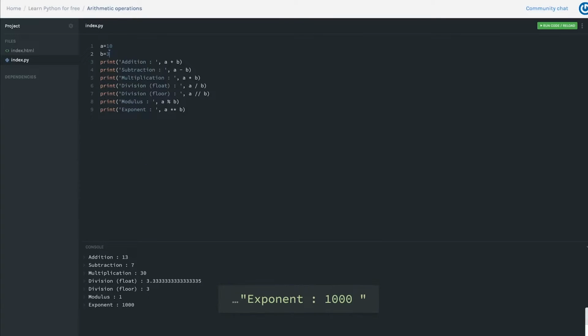So now the addition is 13, subtraction is 7, multiplication is 30, the division is 3.333333, and then weirdly, the last number is a 5. Don't ask me why it's like that. Floor division turns out to be 3. The modulus is 1, so we're dividing 10 by 3, and the remainder will be 1, right? Because you have 3 groups of 3. And the exponent, when you do 10 to the power of 3, that's 10 times 10 times 10, which is 1,000.